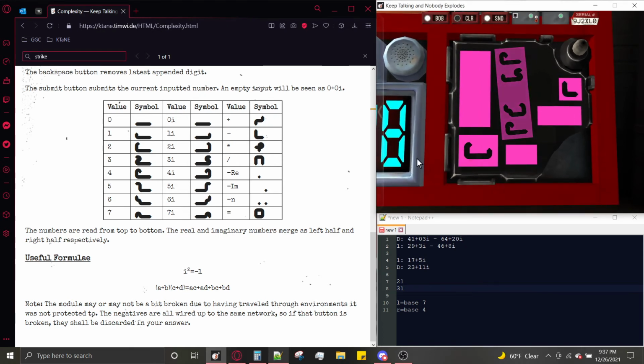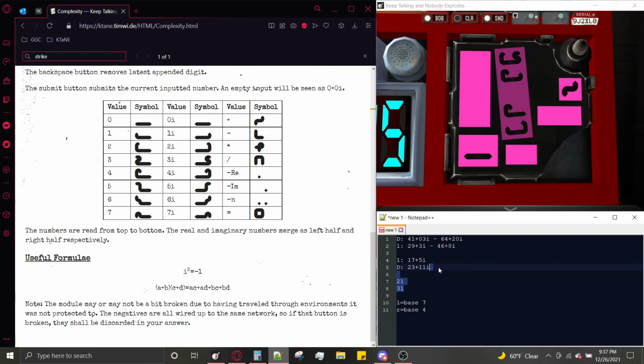This is 2, this is 1, this is 3, this is 1. Okay, this should be our answer, so let's press this button to submit, and then it's good. We have one more stage.